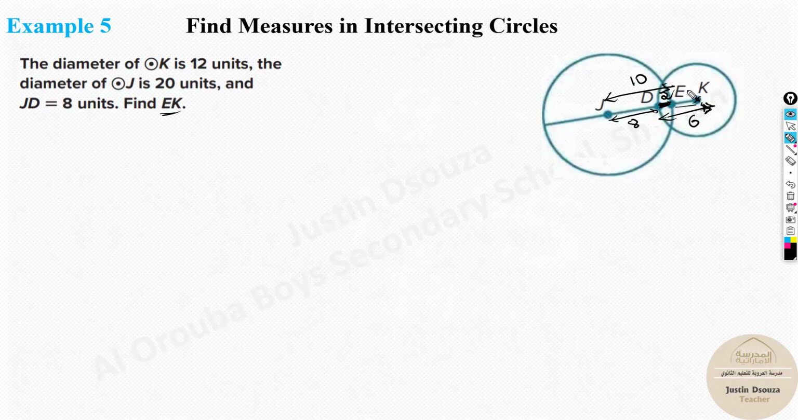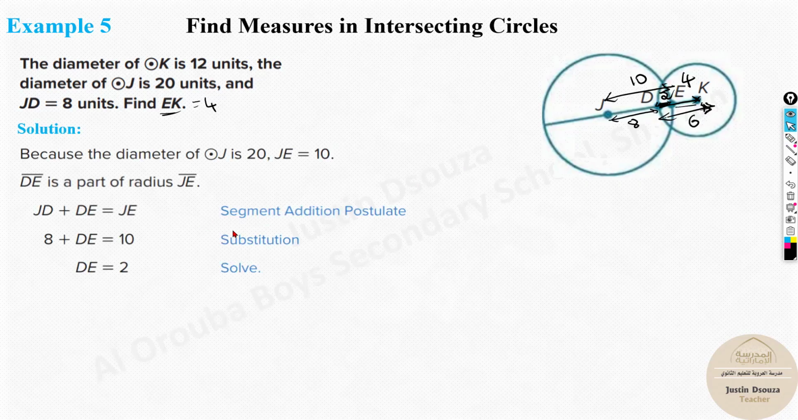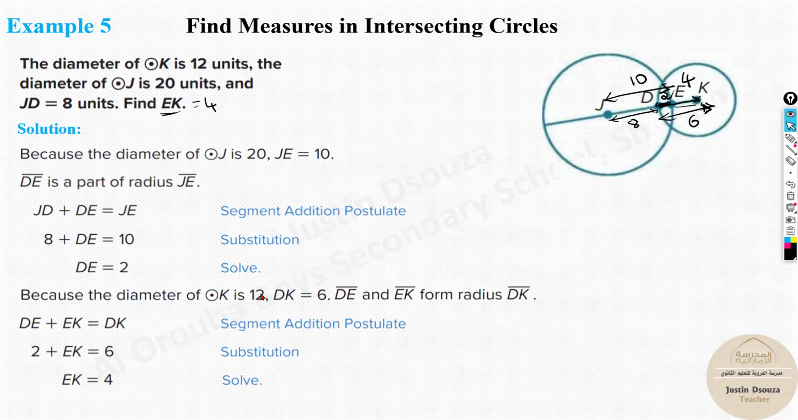Okay, now what about this one? The total distance from K to D is 6, but we want only EK, so it'll be 6 minus 2, that is 4. So EK will be 4. That is the dimension, 4 units. Now you can do it in different methods. First find DE and then subtract KD minus DE, you will get 4. This is how we solve it. Looking at the figure, we can easily solve it out.